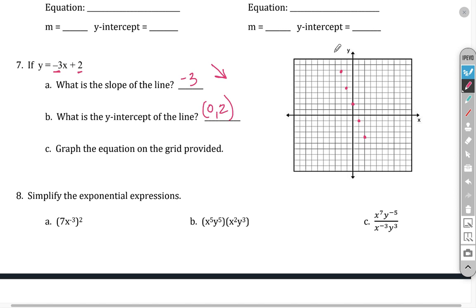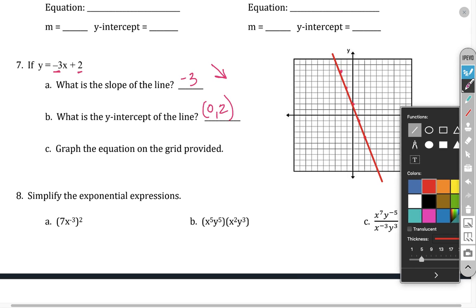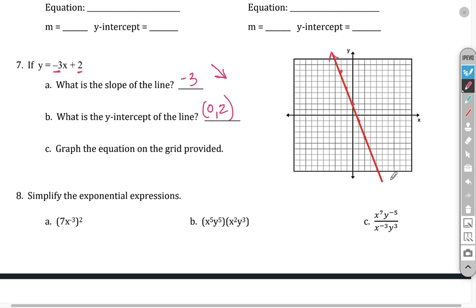So this is a very steep graph. Okay, I shouldn't even try to draw lines on this. That's embarrassing. Let's do it this way. So there's our graph.